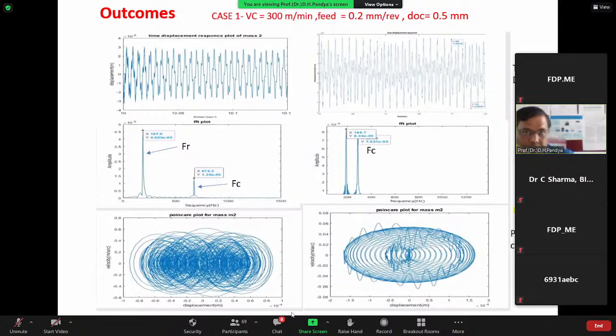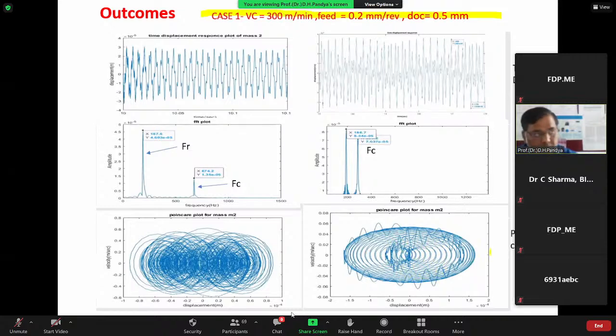This is the case of 300 meters per minute, 0.2 mm per revolution, and a depth of cut of 0.5 mm, right? And this one shows multi-orbital responses. Apart from that, you can see here the beginning of the net structures.